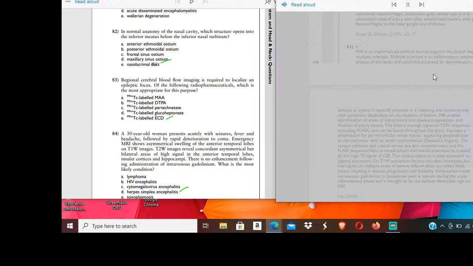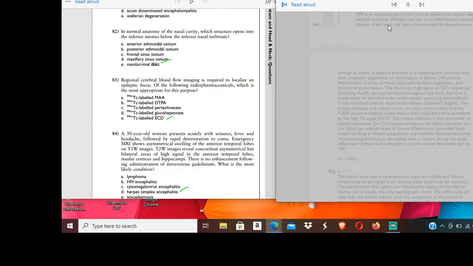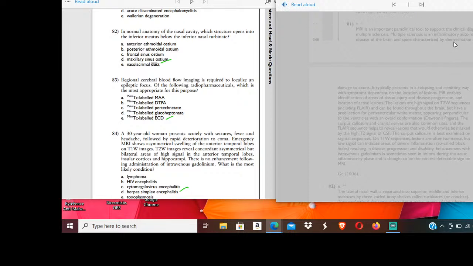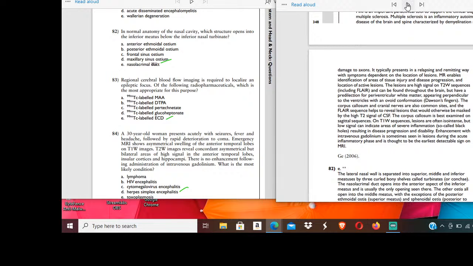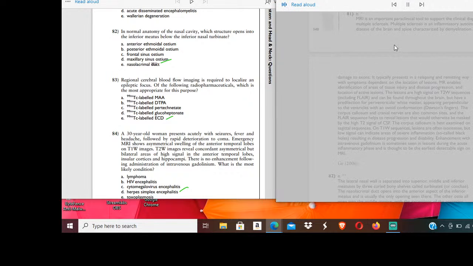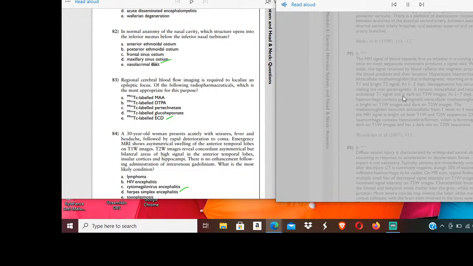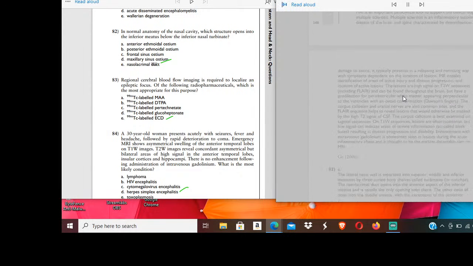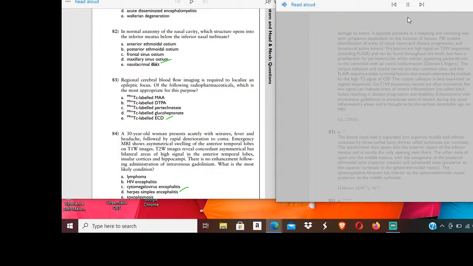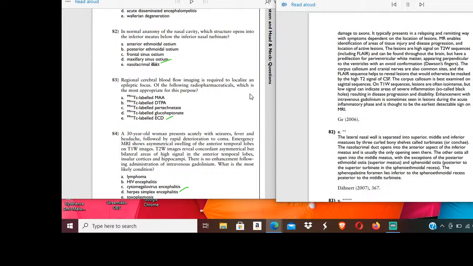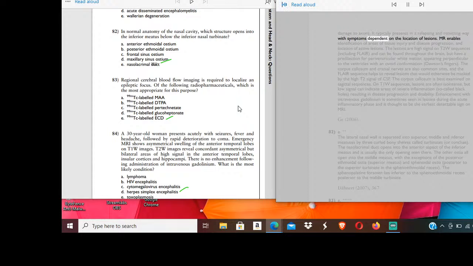Commonly hemorrhagic. Subcortical gray matter injury. B. MRI is an important clinical tool to support the clinical diagnosis of multiple sclerosis. Multiple sclerosis is an inflammatory autoimmune disease of the brain and spine characterized by demyelination and damage to axons. It typically presents in a relapsing and remitting way with symptoms dependent on the location of lesions.